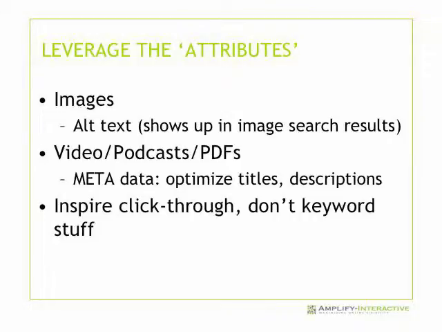And then leveraging the attributes. So alt text on images is an old SEO thing, and obviously a usability and universal accessibility thing. But by providing a good, solid, possibly keyword-loaded description of your images, it's going to give search engines a clue as to what's in that image. Video and podcasts and PDFs, there's metadata, so optimizing titles and descriptions and other attributes that are available with those formats is key as well. And obviously, don't keyword stuff. Inspire people to click through. That's really kind of the name of the game while using good descriptive terms.